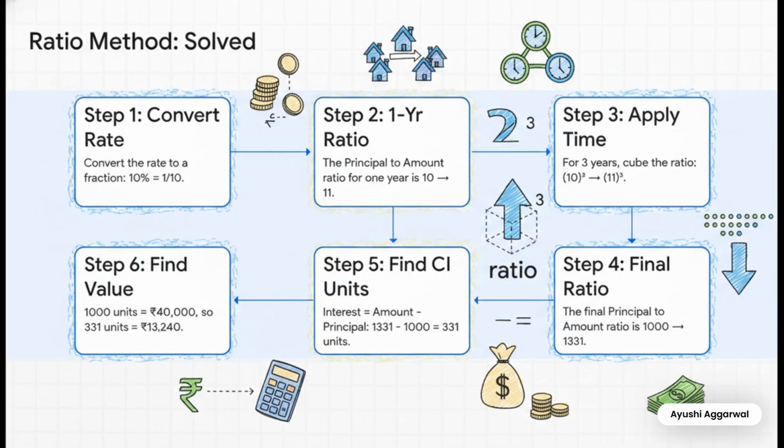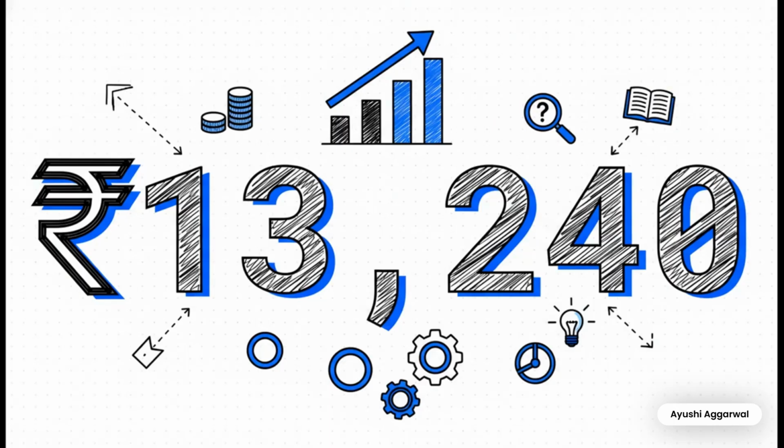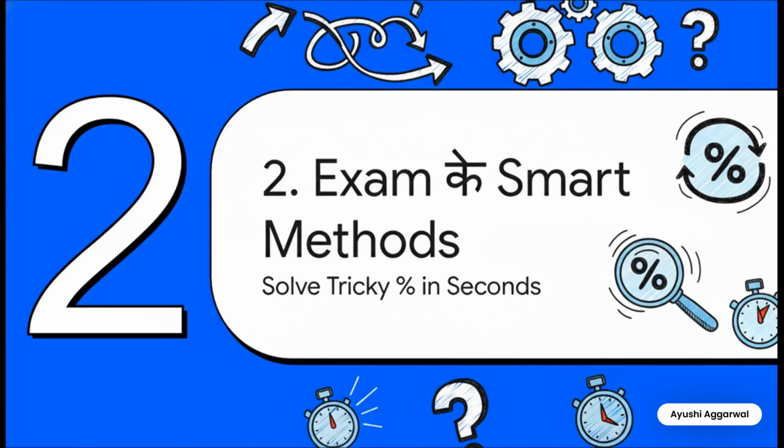Here, 1,000 units is our principal, and 1331 units is the amount. So how much is the interest? Easy. Just subtract 1331 minus 1,000, which gives us 331 units. And now for the final step. We know that our 1,000 units of principal is equal to 40,000 rupees. This means 1 unit is worth 40 rupees. So our interest, those 331 units, will be 331 times 40. And that gives us our final answer, 13,240 rupees. See that? No long, complicated formulas, just simple logic. That right there is the power of the ratio method. All right, let's move on.